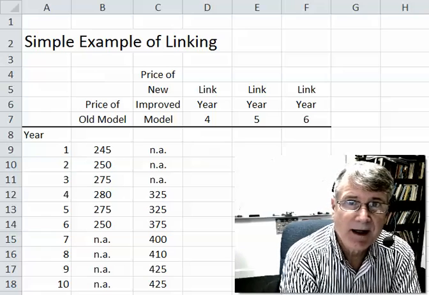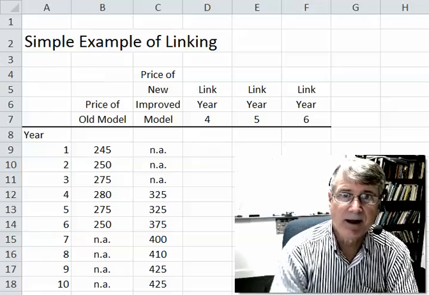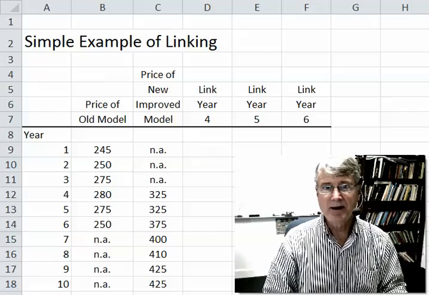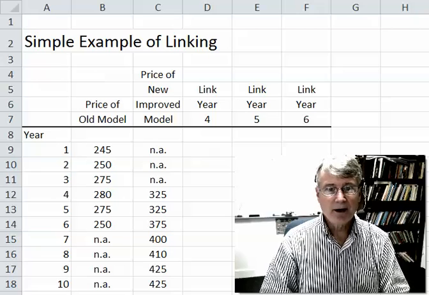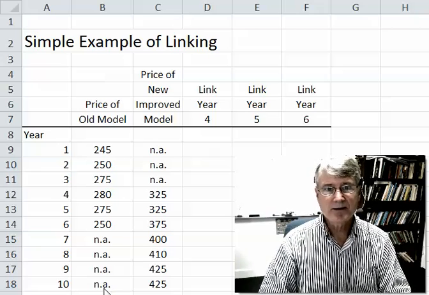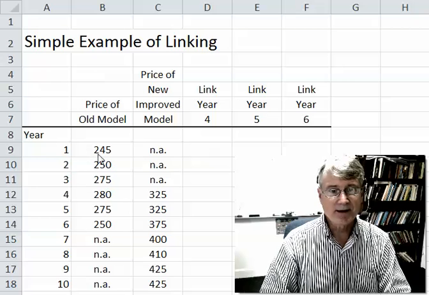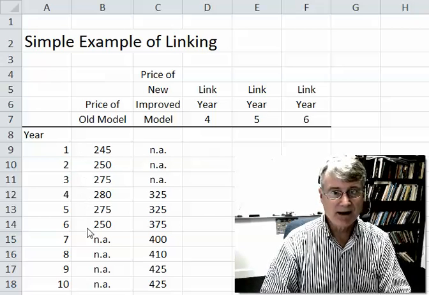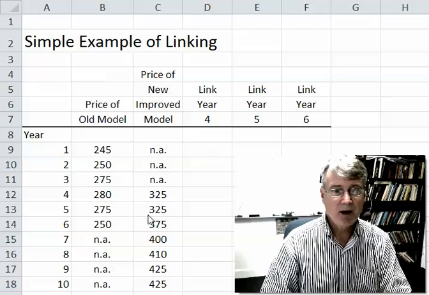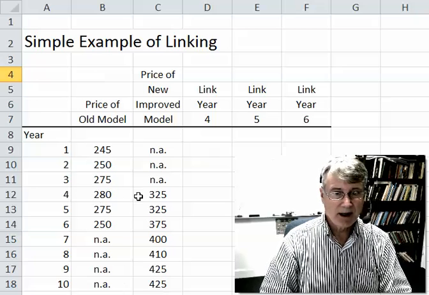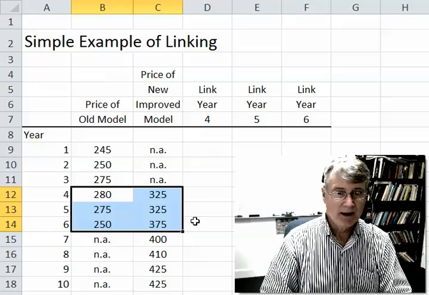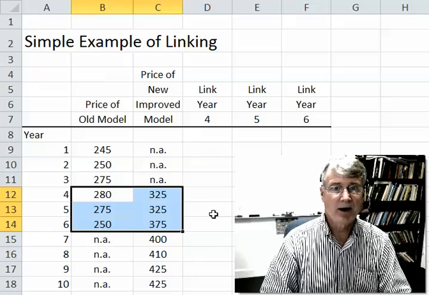I'm setting this one up in Excel because it's just easier to demonstrate that way. Here's what you need to use the linking technique. You can use linking if you have an old model and a new model and you're trying to tie them together. The old model had a price in years 1 through 6, and then it was discontinued. Then the new model came on board in year 4 and continued on into the future. So we have 3 years here that we could possibly link our 2 models together.